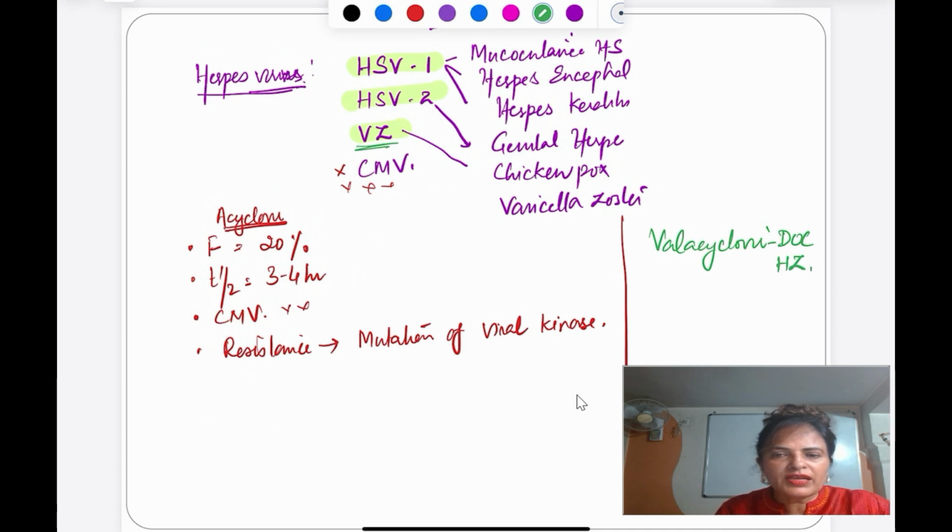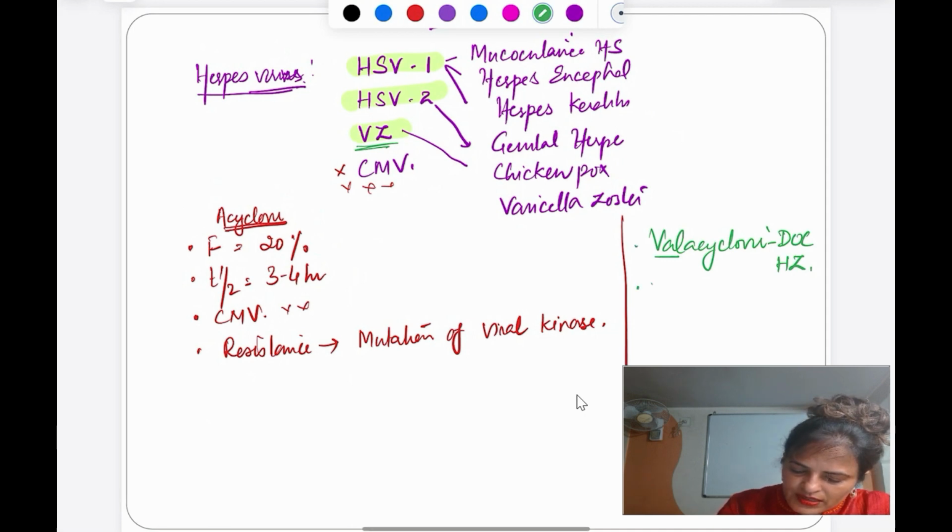Because of the better bioavailability, it is a valyl ester of acyclovir. As soon as you give valacyclovir, it is converted into acyclovir. Bioavailability is 70%. Half-life within the infected cell is more. So it is the drug of choice for herpes zoster.